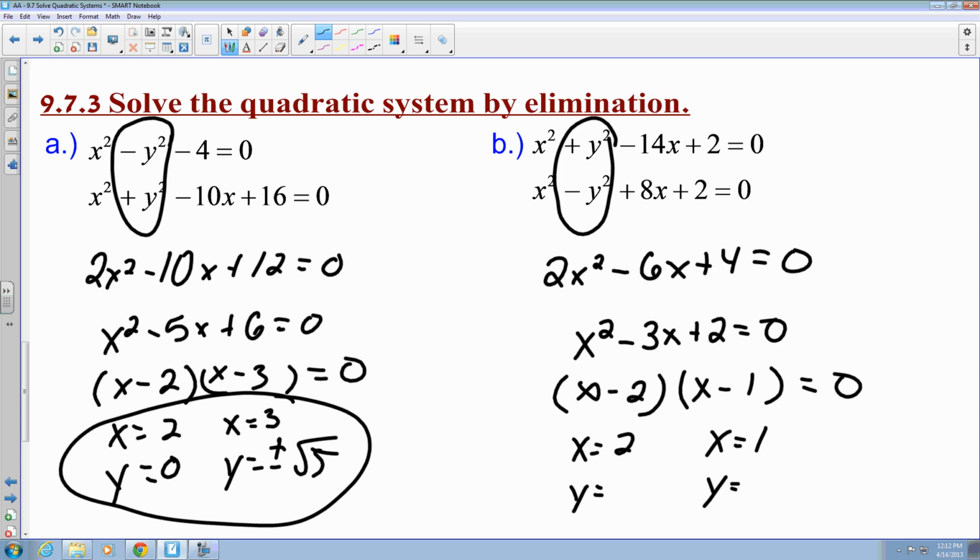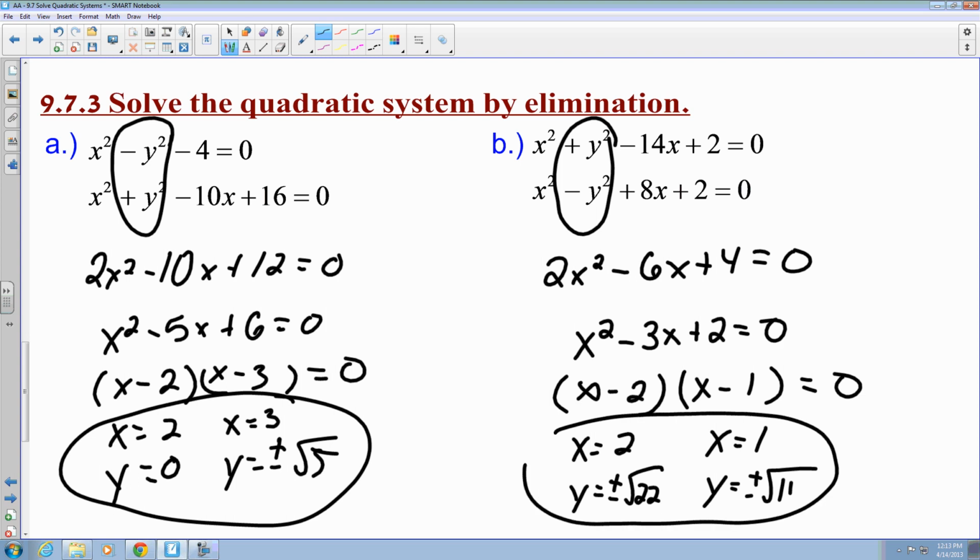So if x was 2, my y then would be plus or minus the square root of 22. And if my x was 1, my y would be plus or minus the square root of 11. So this one here has 4 solutions. It's got 2 comma positive square root of 22, and then 2 comma negative square root of 22. And this one's x would be 1 comma positive square root of 11, and then 1 comma negative square root of 11.